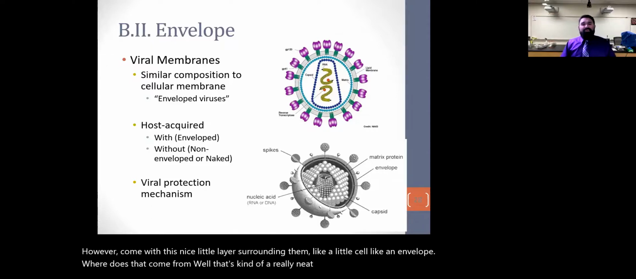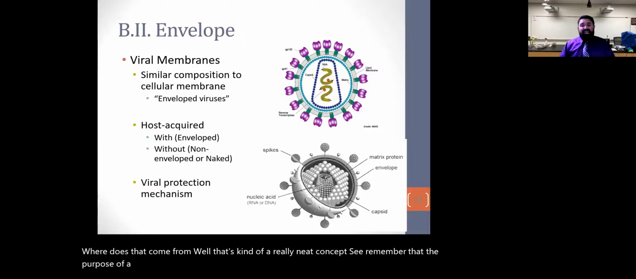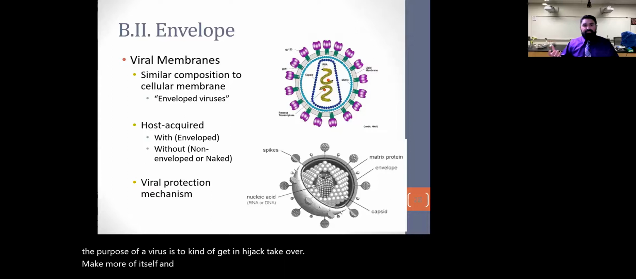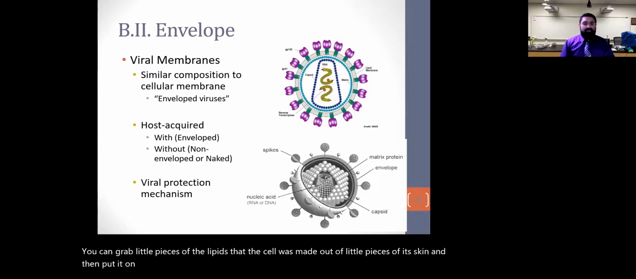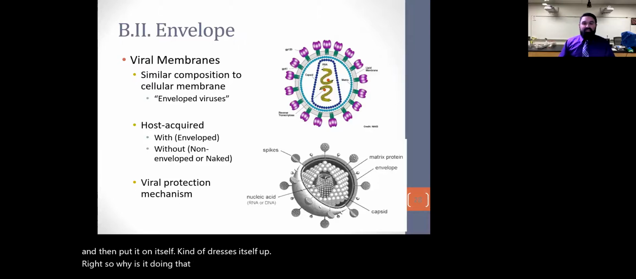See, remember that the purpose of a virus is to kind of get in, hijack, take over, make more of itself, and then leave. Do it again, basically, rinse and repeat. But every now and then, as it destroys the host cell, as it blows it up, it can grab little pieces of the lipids that the cell was made out of, little pieces of its skin, and then put it on itself, kind of dresses itself up, right? So why is it doing that?